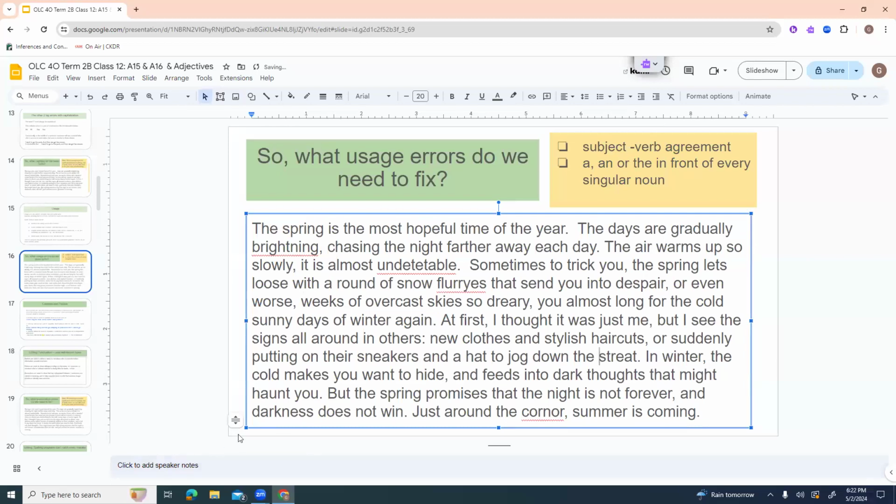"In winter, the cold makes you want to hide and feeds into dark thoughts." It doesn't have to be "the dark thoughts" because thoughts is already plural. "That might haunt you, but the spring promises that the night is not forever and the darkness does not win. Just around the corner, the summer is coming." Okay, so I've done the two usage errors we were trying to fix.